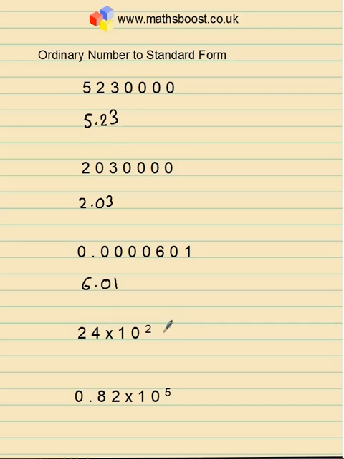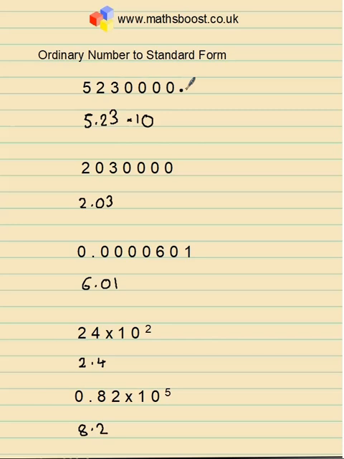Just be careful here. This looks like it's in standard form, but it isn't, because again, this number isn't between 1 and 10. So we'll write that as 2.4. And similarly here, 8.2. So we've got everything now between 1 and 10. And of course, all of these are going to be times 10 to some power. Now, if there was a decimal point in this number, it would go there.